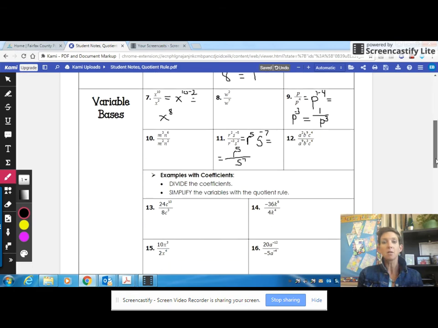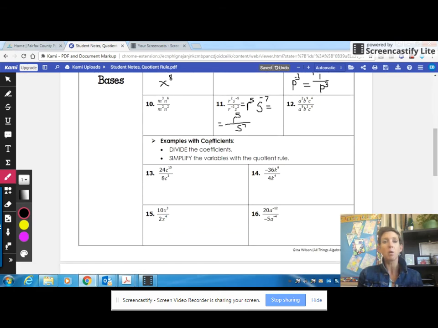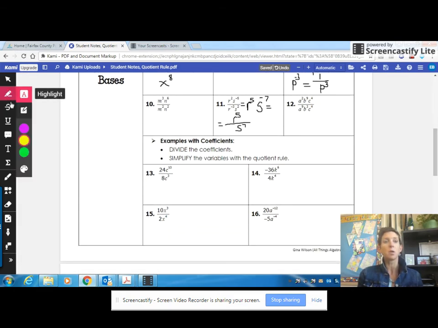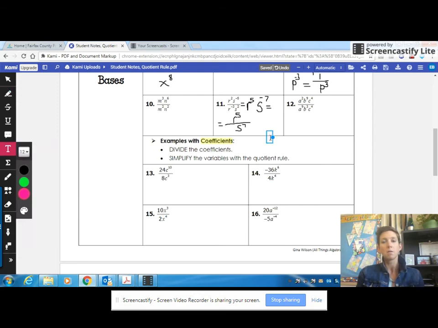Okay, now let's take a look at this little note here. Examples with coefficients. First, I want to point out this word coefficient. Co means together. And a coefficient is literally a number or a constant next to a variable. So I'm going to write this down for you.